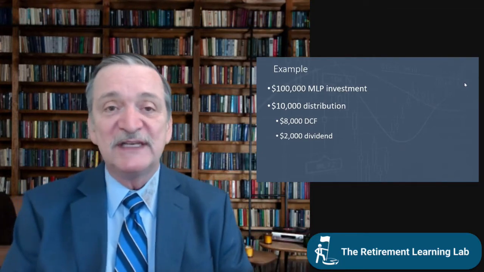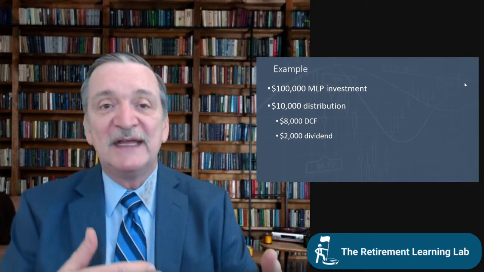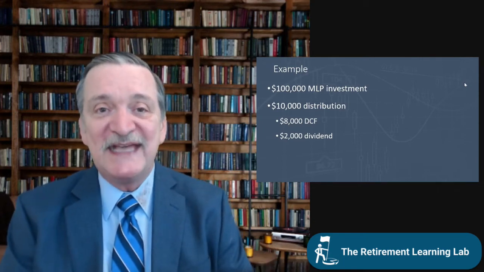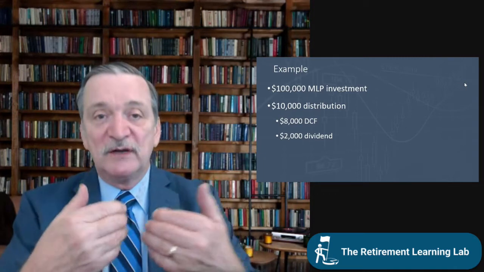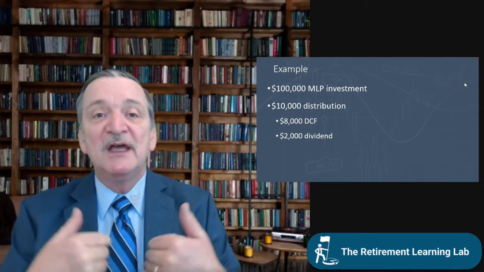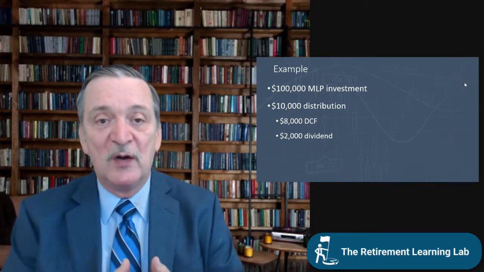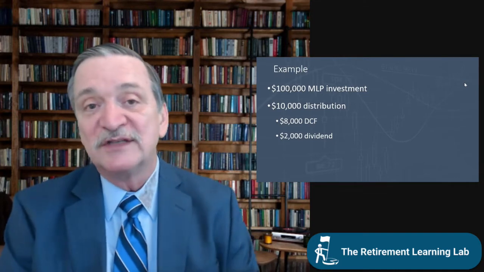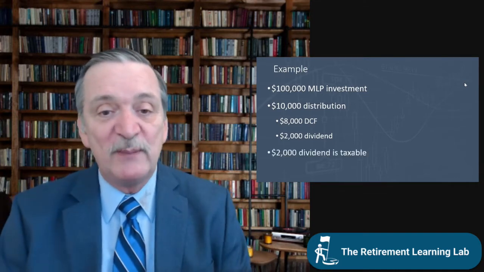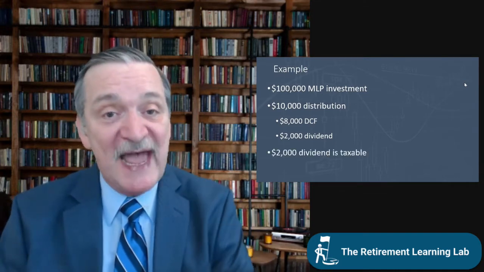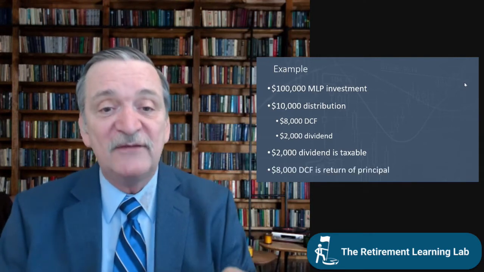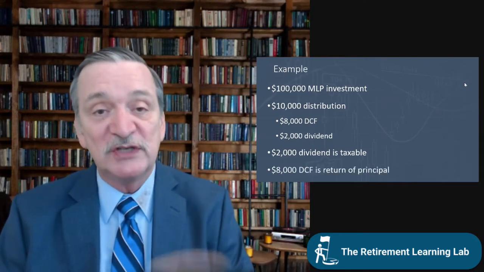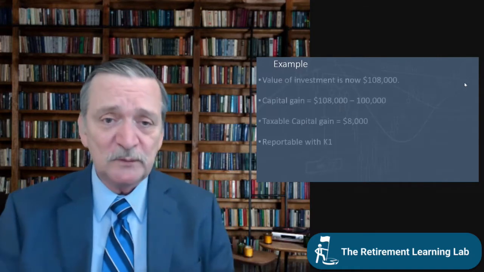In this example, let's say that 80% of that distribution was the DCF. That is a return of capital to you, the unit holder, the shareholder. The $2,000 is going to be a dividend. So what that means is that dividend is taxable. The DCF, the $8,000 DCF, is a return of principal. So what's that mean to you?